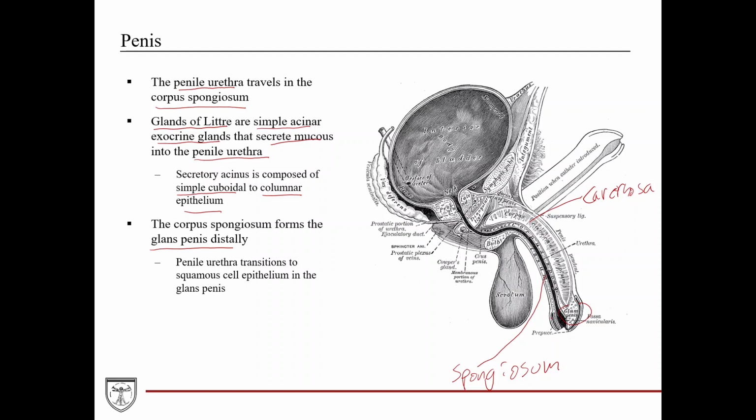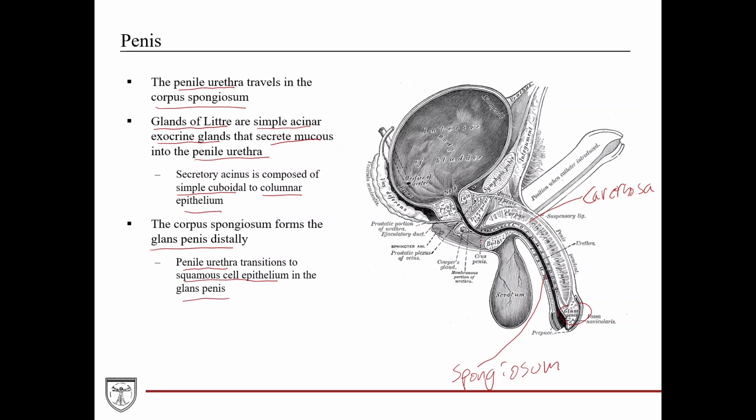So that's this terminal portion of the shaft of the penis here. As you can see, this is a nice diagram. It's continuous here. This spongiosum is just continuous here into the glans penis. The glans penis is actually where the penile urethra transitions to squamous cell epithelium.